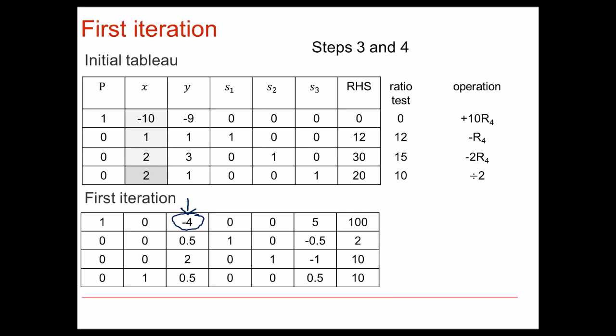Doing the ratio test would give us minus 25, giving 4. 10 divided by 2 giving 5. 20. Remember, we want the smallest positive. So therefore this 0.5 is now the new pivot element.